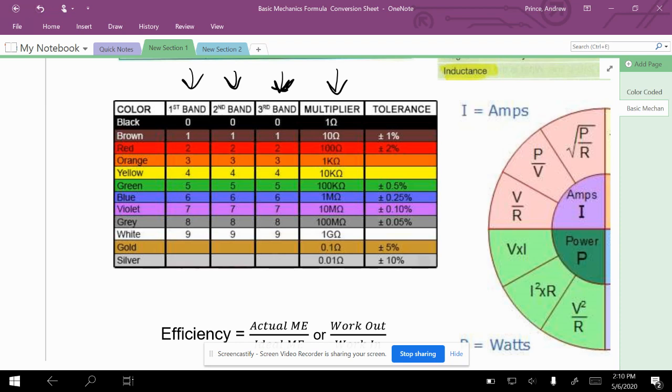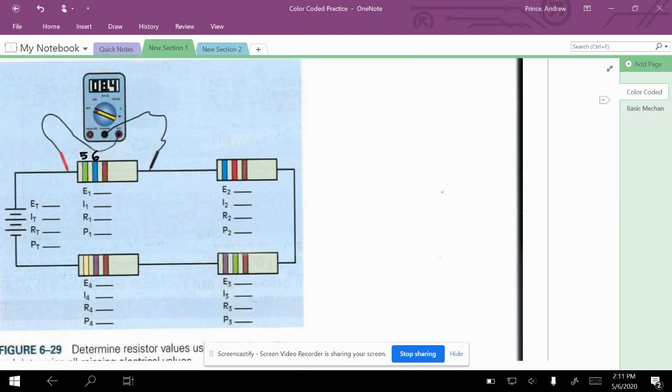So we have 2 bands and a multiplier. So in the multiplier category, we have 10 ohms as a multiplier. So all we're really going to be doing is adding a 0 to it. We're going to multiply whatever the digit values are by 10. So here we have 56. We're going to multiply that by 10 because of the brown one. And that's going to give us a resistance value of 560 ohms.